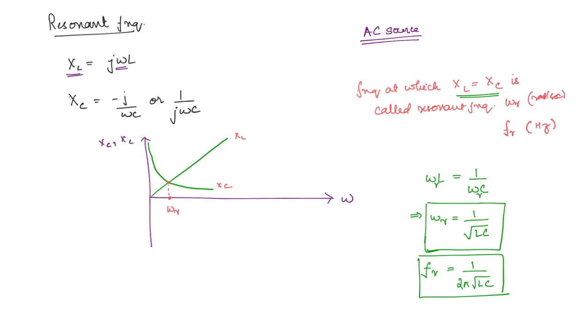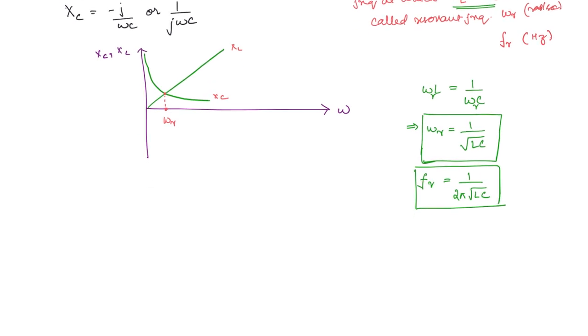You can see here that for frequencies which are less than the resonant frequency, the inductive reactance is lesser than the capacitive reactance. Whereas when frequency is greater than the resonant frequency, XL is greater than XC, the capacitive reactance. So one important point that you can write here is, for smaller frequencies, we say that the circuit is capacitive, since the capacitive reactance is dominant. And for larger frequencies, what will happen? We call the circuit inductive.